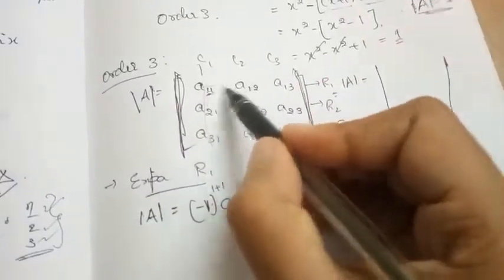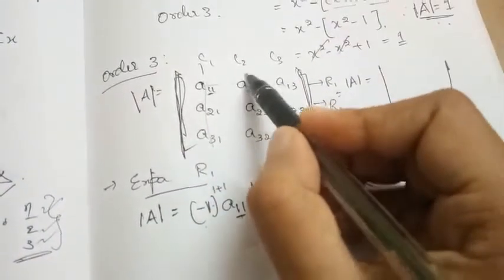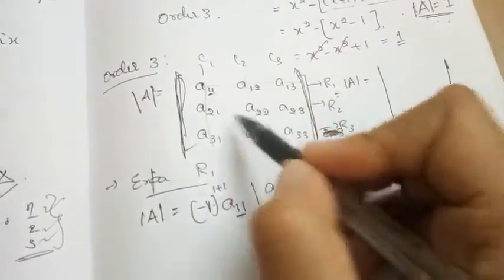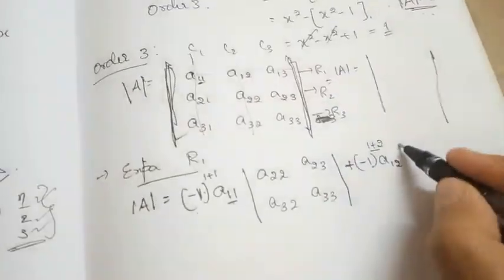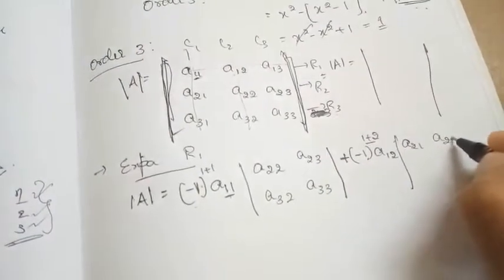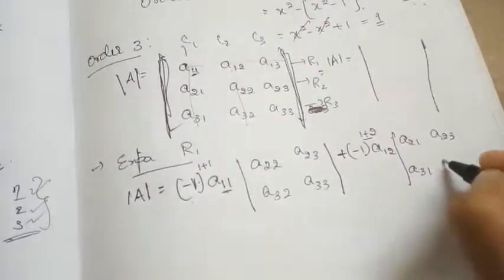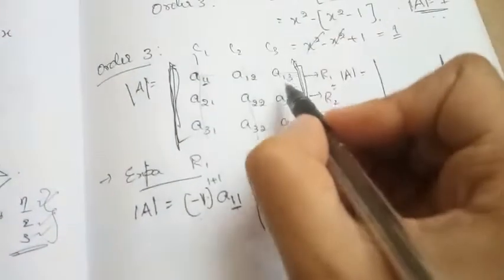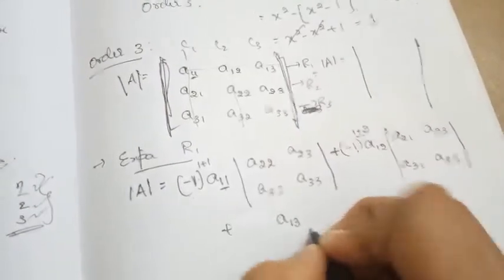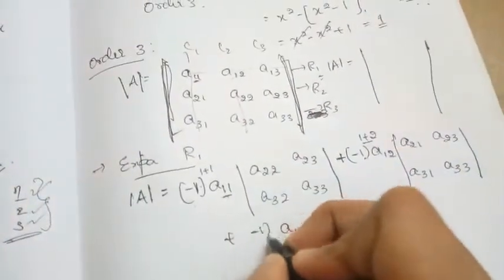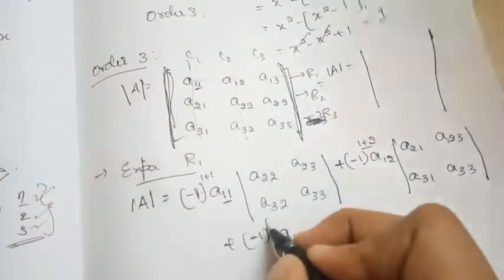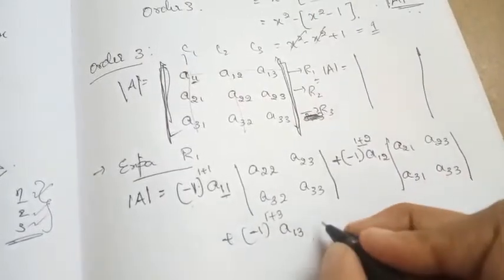After that I am deleting the row containing that element and the column containing that element. After deleting this row and this column, the remaining are these 4 elements. I am taking the determinant value of those 4 elements, that is A21, A23, A31, A33. Similarly for the third element of the first row, what is that third element? A13. So minus 1 to the power of the subscript of the element, it is in the first row, third column. I am summing up that value.